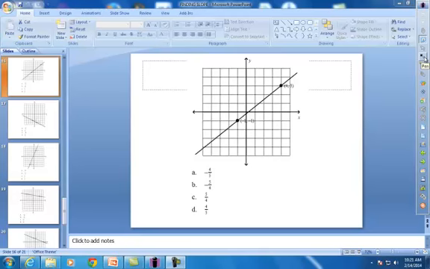Hi everybody. This week we talked about finding slope from graphs. So I'm going to do a quick little review for you on this. Hopefully you're watching this as you're getting ready to take your test. So let's go ahead and get started.